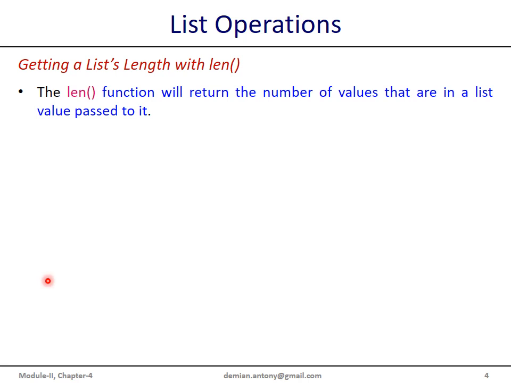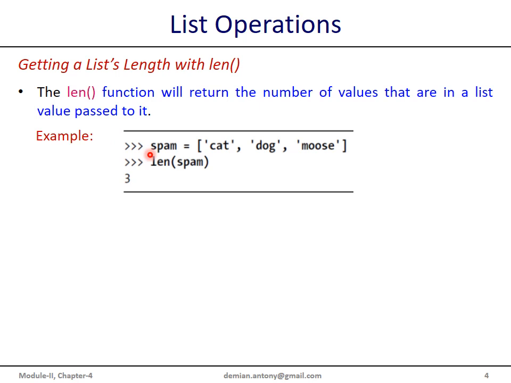Let us learn a few important list operations. First is getting the length of a list. We can apply the length function to obtain the number of values or items present in a given list. For example, we have a list spam having 3 elements, and by making a call to the len function, length of spam will return the value 3, which is the number of elements present in the list spam.